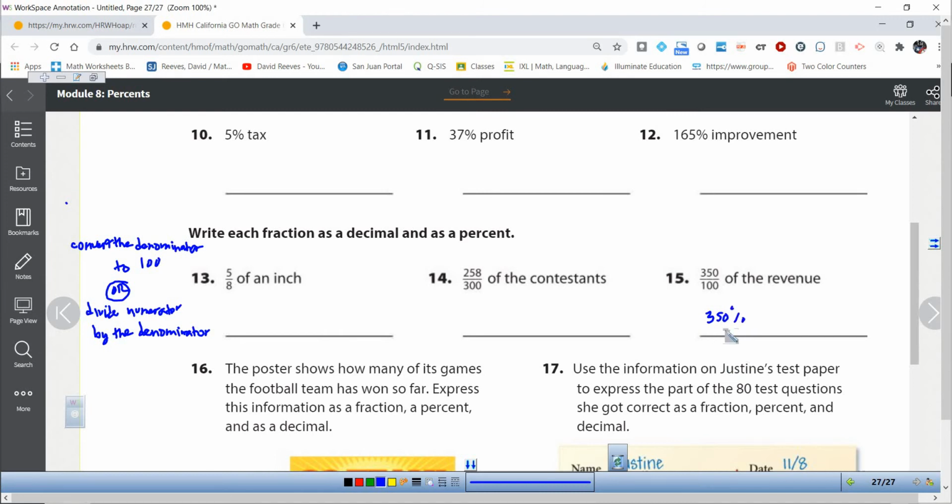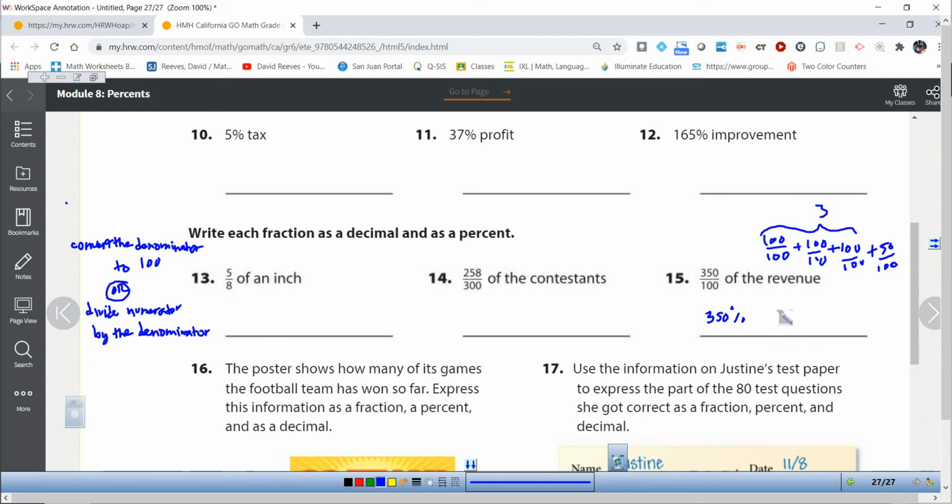right? 350%, and 350% would be 100 over 100, right? Plus 100 over 100 plus 100 over 100 plus 50 over 100. Do you agree with that? Right? And that part right there, each of those represents 1, so that's 3, and then 50 over 100.